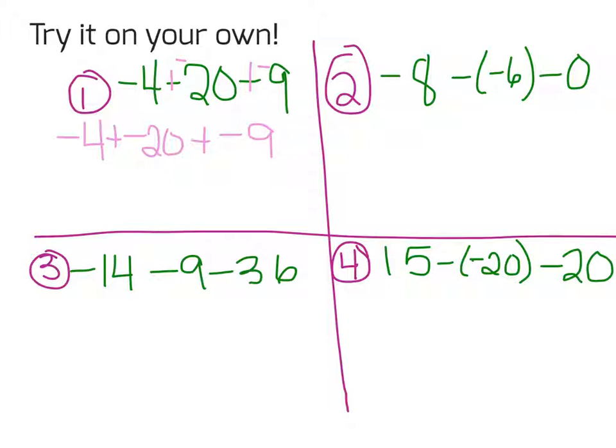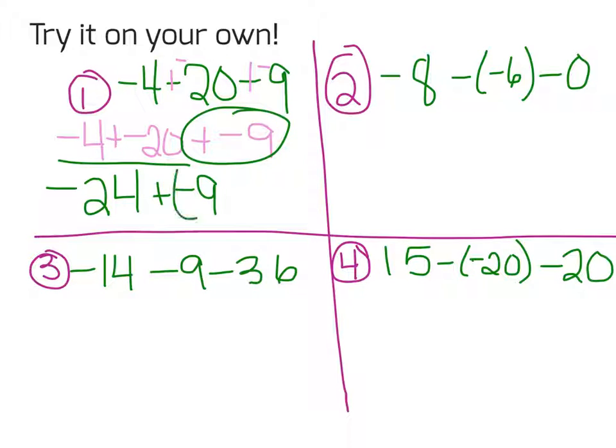Okay, -4 plus -20. So a negative plus a negative, still negative. 4 and 20 is 24. And then we just drop this down, plus -9. Okay, so good news, we have a negative plus a negative, still negative, and 24 plus 9, 33. Makes me wonder if that was the same problem as the last one. Okay, then let's go ahead and do number 2 together.